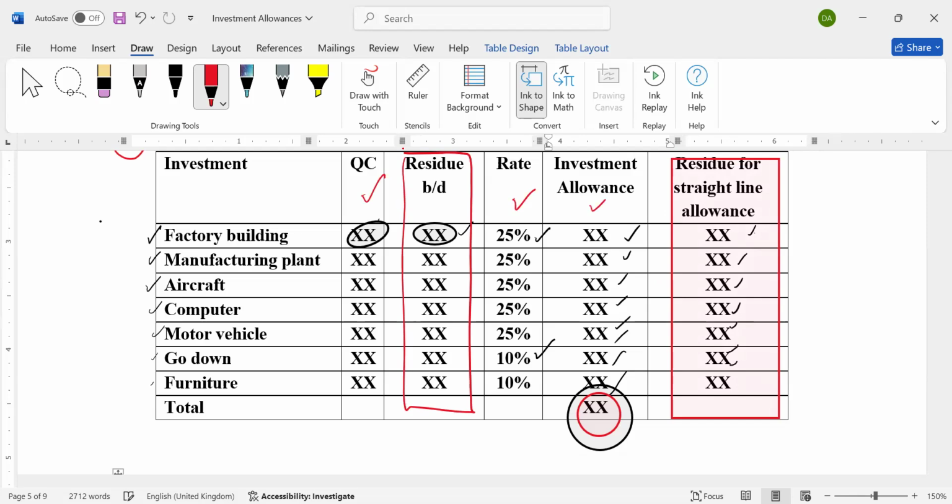Because when we are going to calculate investment allowance next, we are not going to calculate it on reduced balance, on the residue. We are going to calculate it based on the qualifying cost again. So even if we omit the two columns, we are still okay. So that we just have the three columns. Still just very correct.